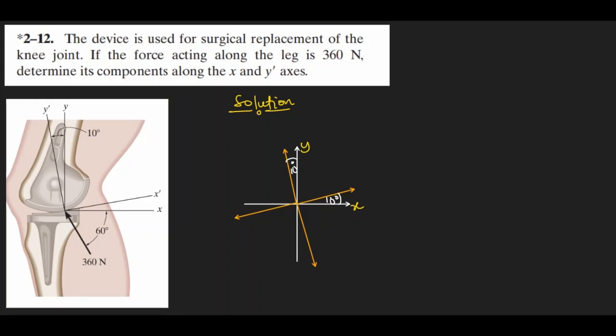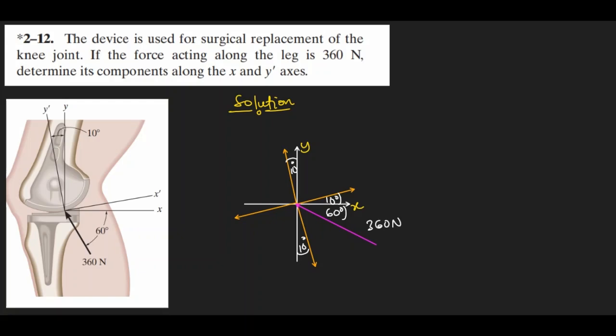Now let's indicate the 360 newtons force. So this will be the 360 newtons force. And then we know that the angle it makes with the x-axis is 60 degrees. So we have 60 degrees here. And then here also we have 10 degrees. So this is what we have.